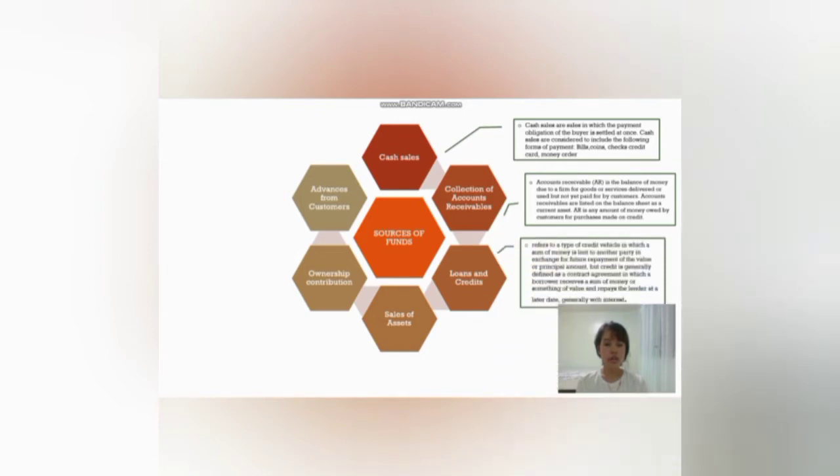Next is the loans and credits. So loans refers to a type of credit vehicle in which a sum of money is lent to another party in exchange for future repayment of the value or principal amount. But credit is generally defined as a contract agreement in which a borrower receives a sum of money or something of value and repays the lender at a later date, generally with interest.